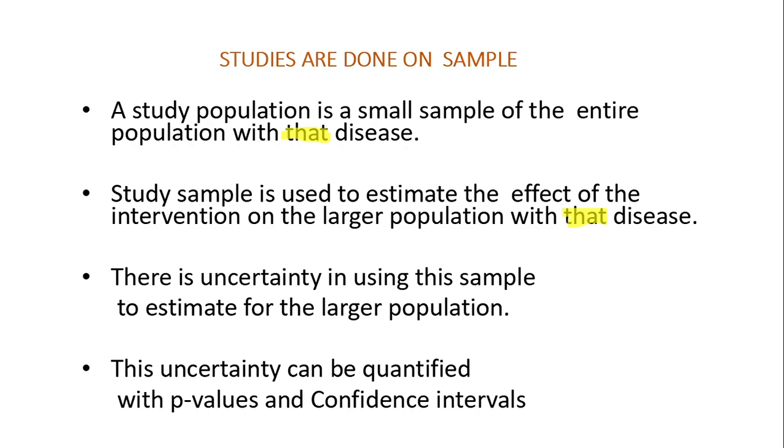So, studies are done on sample. You all know that. And a study population is a small sample of the entire population with that disease. And the study sample is used to estimate the effect of the intervention on the larger population with that disease. And there is uncertainty in using this sample to estimate for the larger population. So this uncertainty can be quantified with p-values and confidence intervals.